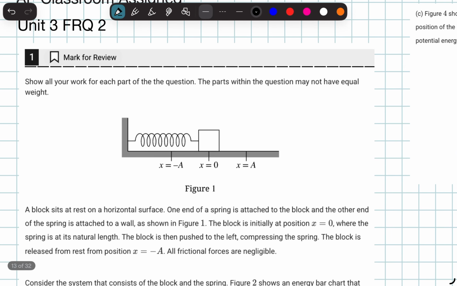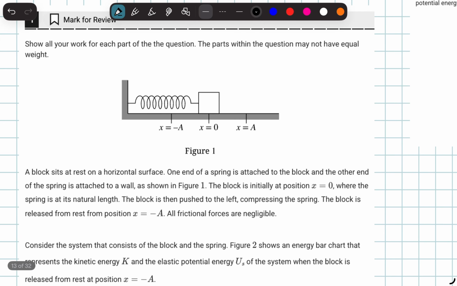This is Unit 3, and this is our second FRQ. A block sits at rest on a horizontal surface. One end of a spring is attached to the block, and the other end of the spring is attached to a wall, as shown in Figure 1. The block is initially at position x is equal to 0, where the spring is at natural length.